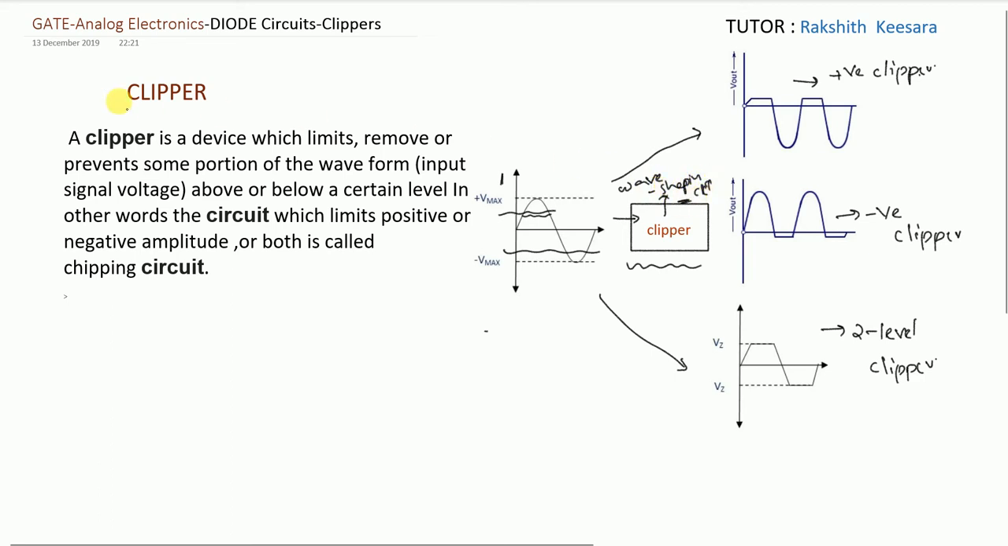So if you see the definition guys, a clipper is a device which limits, removes or prevents some portion of the waveform above or below a certain level. In other words, the circuit which limits the positive or negative amplitude or both is called as clipper circuit.